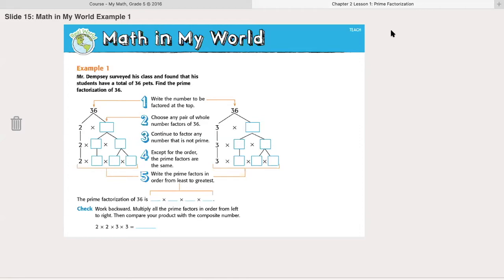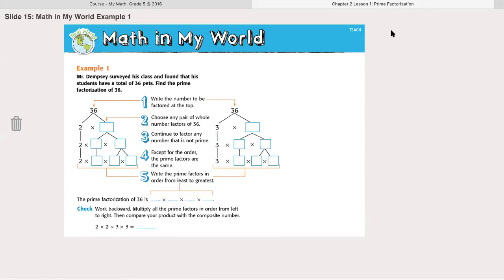Okay, so if we look at example 1, Mr. Dempsey surveyed his class and found that his students have a total of 36 pets. Find the prime factorization of 36. Well, step 1 is to write the number to be factored at the top. That's number 36. That's our composite number that we are going to find the prime factorization of.